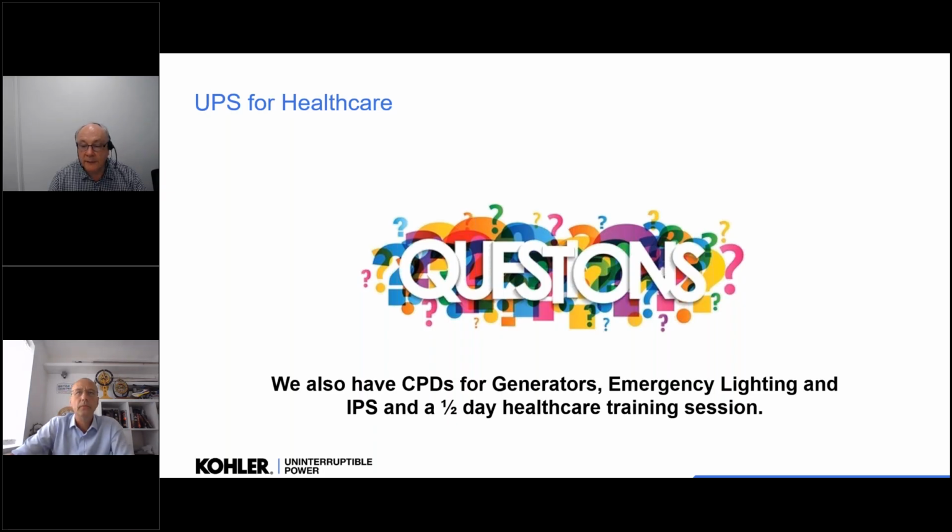Another attendee has said, within the documentation to be considered, you didn't mention CIBSE LG2 Healthcare, which requires standby lighting grade A to be UPS and generator supported.